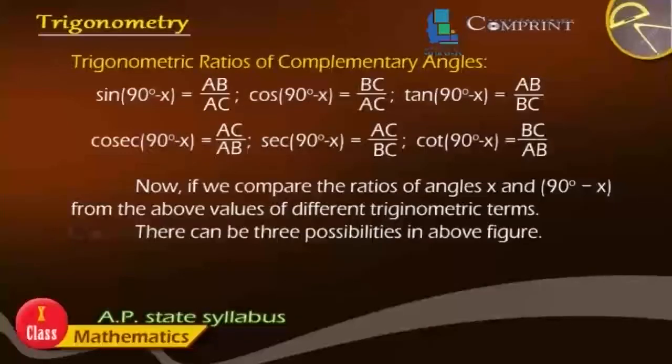Now, if we compare the ratios of angles x and 90 degrees minus x from the above values of different trigonometric terms, there can be three possibilities in the above figure.